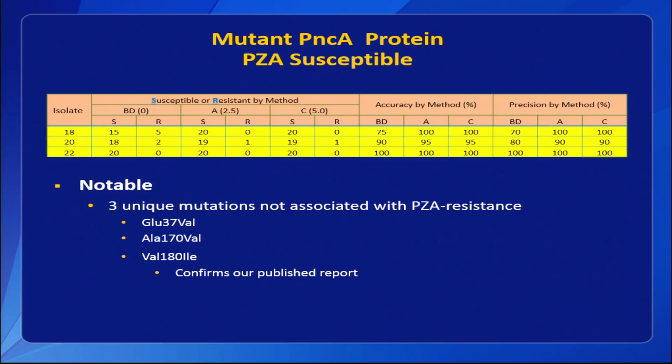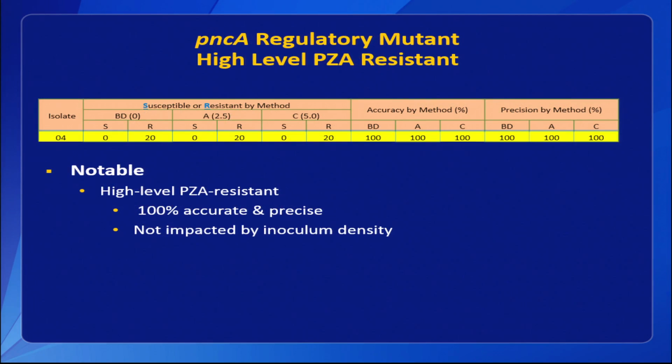We did have 3 unique mutations. Again, we used some of the ones that we know don't confer resistance, and this proved, again, we can keep the paper going, that they definitely don't confer resistance. It was nice that 9 of the labs tested them and they were susceptible also. When you look at high-level resistance, again, the inoculation didn't seem to have an effect. If their MICs are greater than 800, that's not going to affect it at all, and that's what we saw.